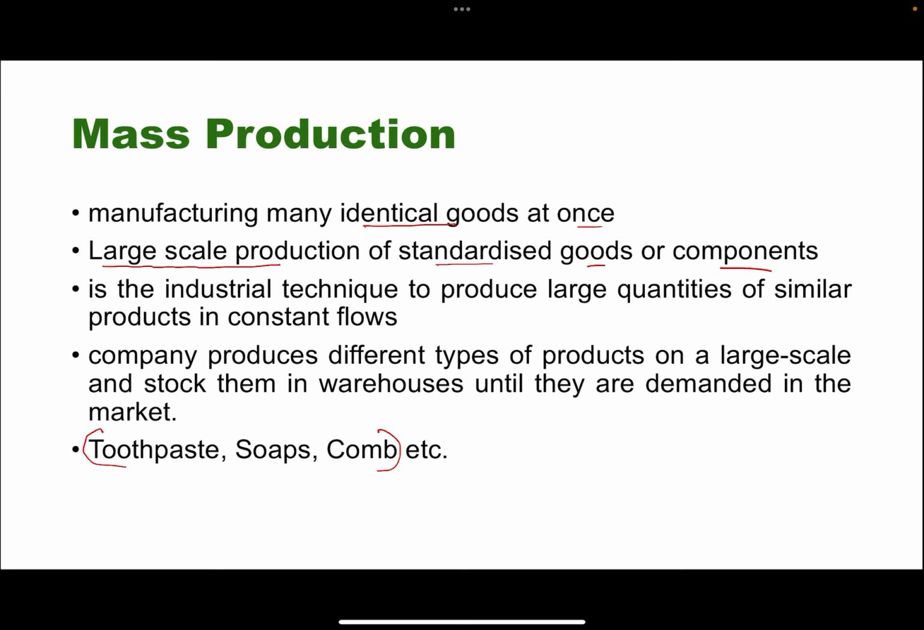Once you fix the type of design for a soap, you are manufacturing it continuously. So this is an industrial technique to produce large quantities of similar products in constant flows. The company produces different types of products on a large scale and stocks them in warehouses until they are demanded in the market. Soap also they manufacture in different types, but these are manufactured in large quantities, which are stored and sold later.